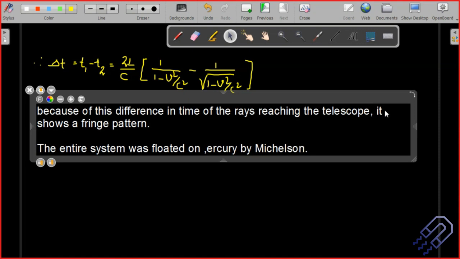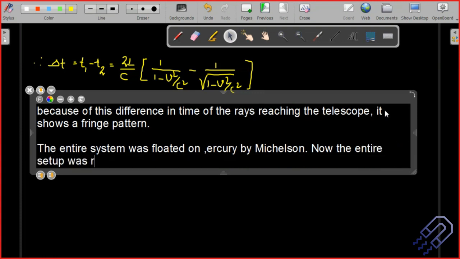So Michelson actually floated the entire system on mercury, and then the setup was rotated by 90 degrees. That is what was done later. Now the entire setup was rotated by 90 degrees. So what happened was, if it was rotated by 90 degrees, the scales and everything changed, right? So you have to again measure the time, and again the time difference was measured.